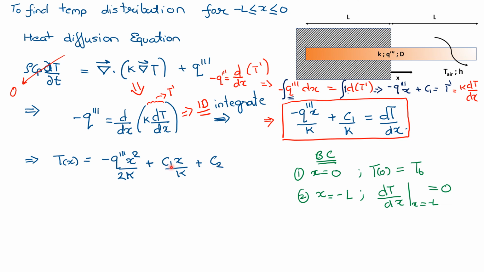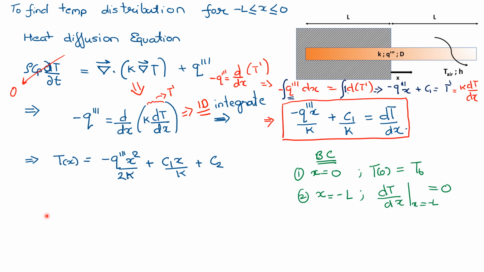Now because we have two constants, we need two boundary conditions, and our boundary conditions in this case will be, at x equal to 0, our T of 0 is equal to the base temperature Tb, which we know, we calculated that in our first part, and at x equal to minus L, our heat flux or our dt by dx is equal to 0, and that's because we have an adiabatic boundary condition inside the insulation.